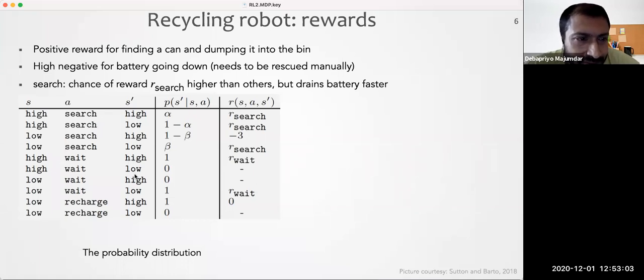For high, wait: if you simply wait, it will remain high, but then the reward R wait should be less than R search, right? High, wait, the probability of becoming low is, let's say, almost zero. It's like standby mode, so you can stay for a long time, and so on. So basically this is the probability distribution that we are looking at.